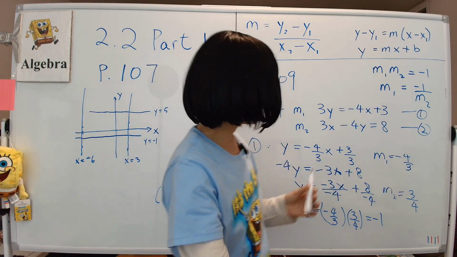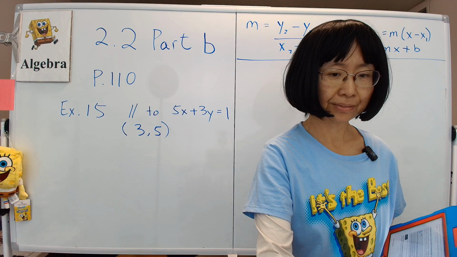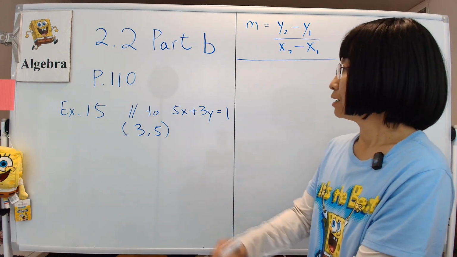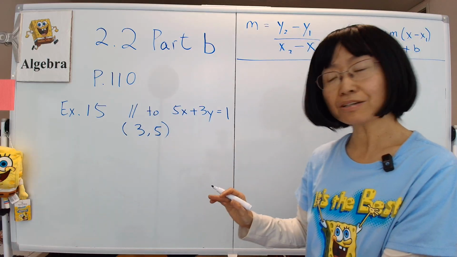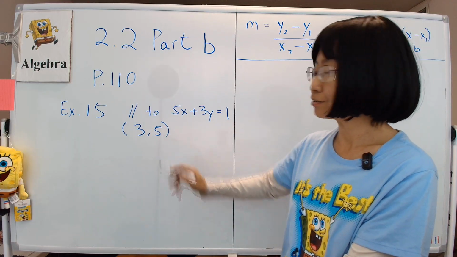So this is example 14. Please do example 14 as part of your homework. Next, let's do example 15, where we need to come up with the equation of a line that is parallel to this particular line, and it has to go through some point.